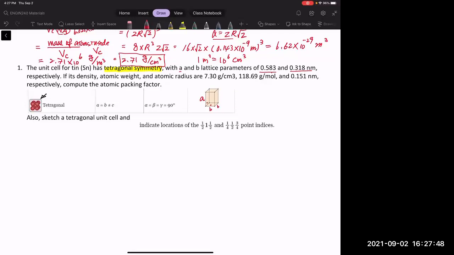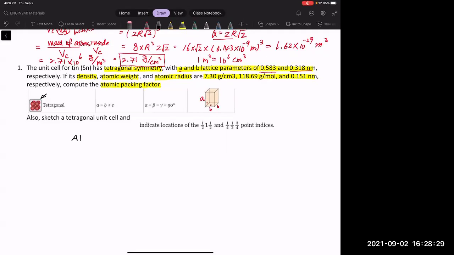Okay. Now they give you a lot of information. They give you atomic weight, density, atomic radius, and these are the numbers that they give you. The A and B lattice parameters are these. And we want to find out the atomic packing factor. This is one of the things that you're going to do tomorrow to find out this number for the fundamental structures. Let me write that down over here, and then we're going to do this one using this example.